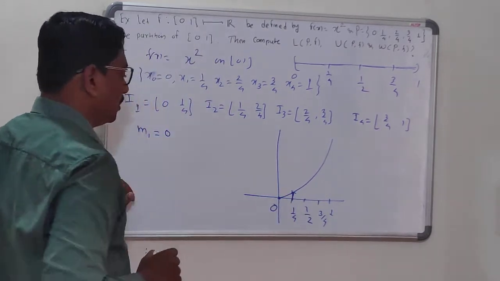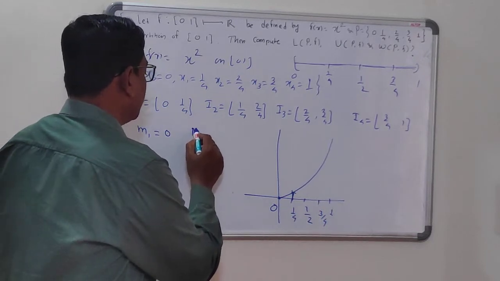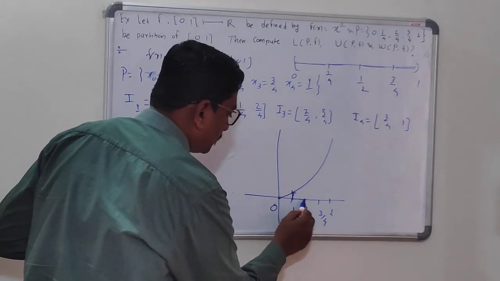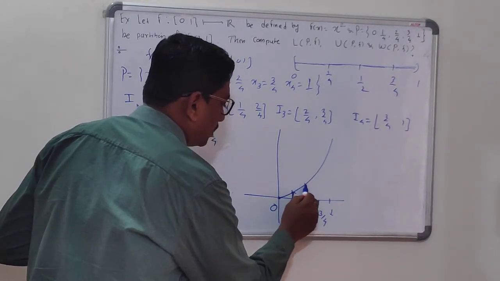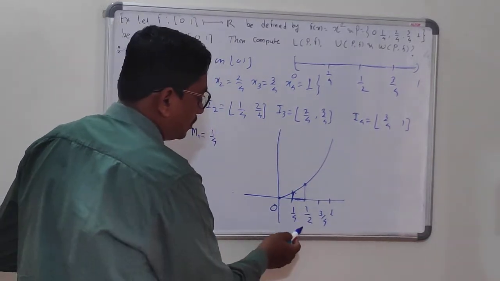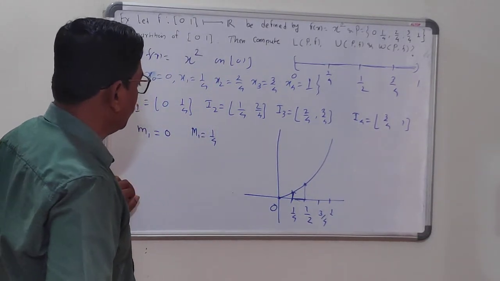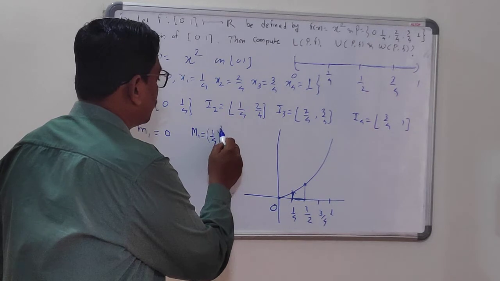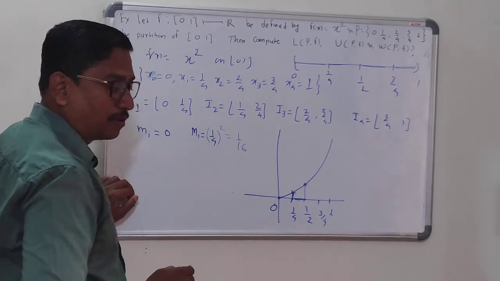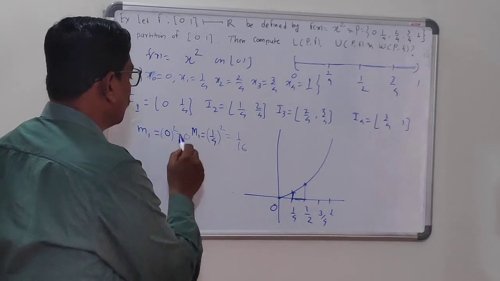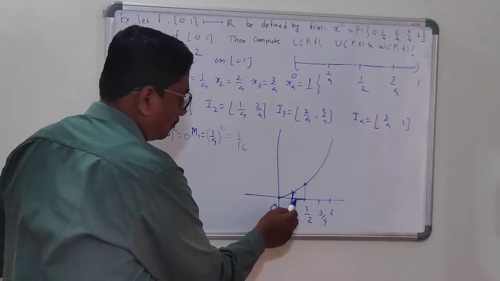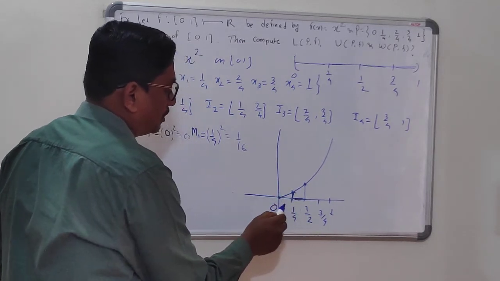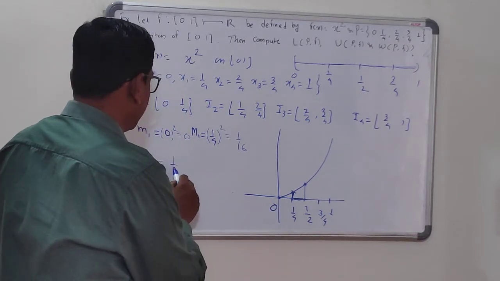So the infimum in the first interval is 0. The supremum in the first interval is 1 by 4. Secondly, in this interval, look at this. At this point, the graph has the highest value. So the point is 1 by 4, I am telling. So your x is the point 1 by 4. So its square, that is 1 by 16, is the supremum of that, and this will be 0 square, that is 0. On the second interval, you can see at 1 by 4, x square is the minimum in this interval. So it is 1 by 16.